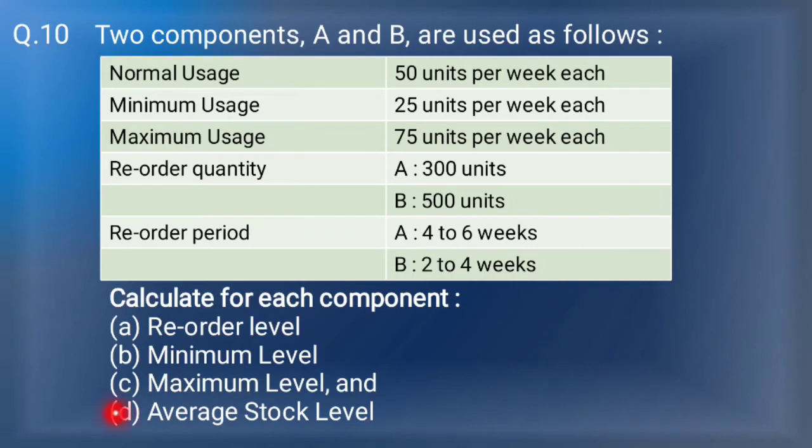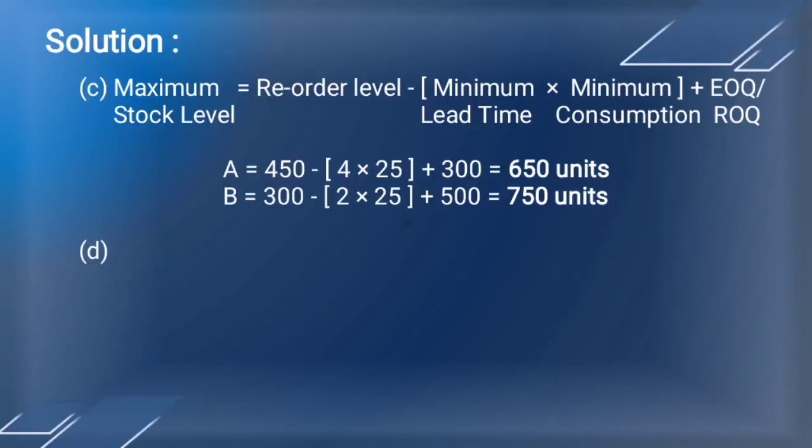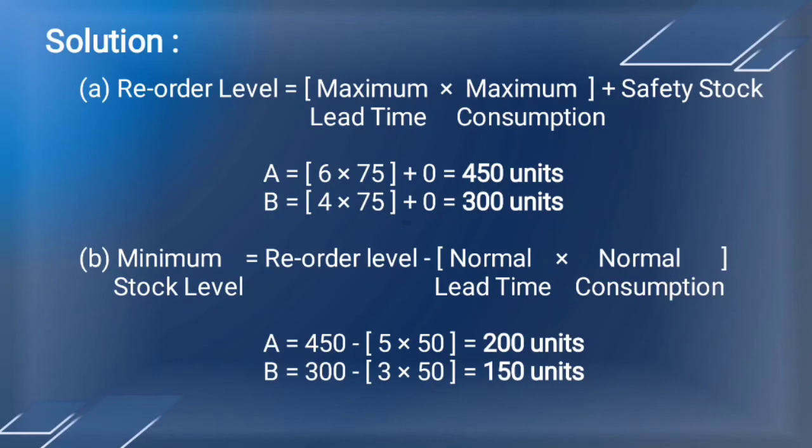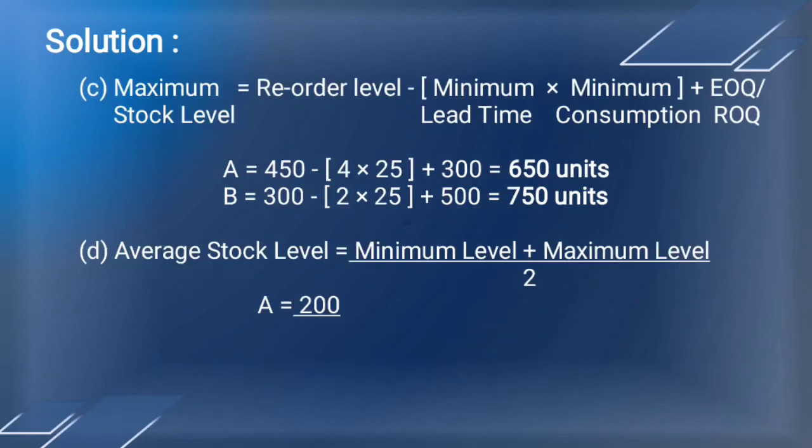Next, we are required to calculate average stock level. D, average stock level, which is equal to minimum level plus maximum level divided by 2. So for component A, it will be equal to minimum level, which is 200 units for component A, plus maximum level, which is 650 units for component A, divided by 2, which will be equal to 425 units. So the average stock level for component A is 425 units.